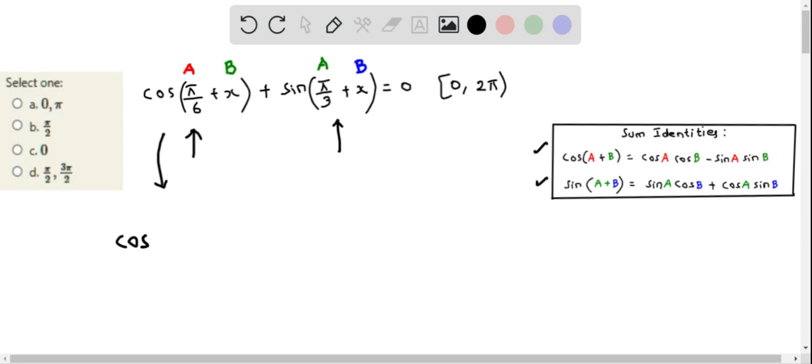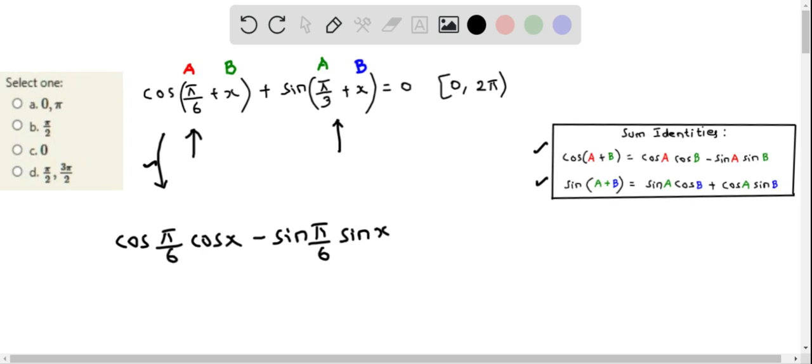That is cosine of a, which is pi by 6, times cosine of b, which is cosine of x, minus sine of a, that is a is pi by 6, times sine of b, which is sine of b is x. So we are done with this first one.